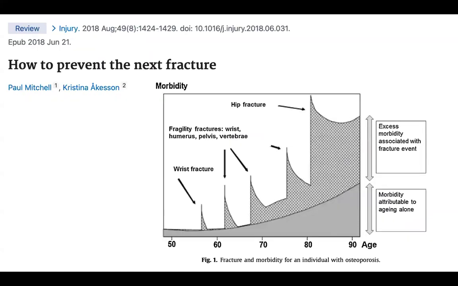This paper, published in Injury in 2018, I think does a great job at visualizing the effects of fractures on patients with osteoporosis and increasing age. At a younger age, patients may present with an extremity injury, like a distal radius fracture, and while it causes significant morbidity during the healing and recovery phase, patients eventually return to their baseline function. As their age increases and they continue to experience more and more fractures, the morbidity increases, and we're seeing that they never really return to their baseline. This sets them up for even more morbidity following each subsequent fracture.